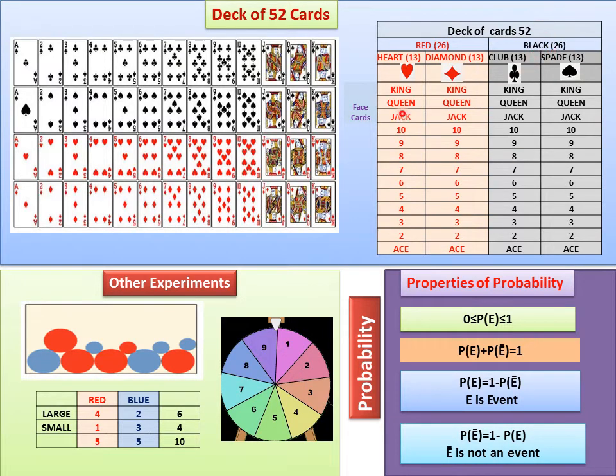Then in black we have club and spade. In club we also have 13 cards. Again the face cards are king, queen, jack, and the numbered cards are 10, 9, 8, 7, 6, 5, 4, 3, 2, and ace. For spade, we again have 13 cards, with face cards king, queen, jack, and numbered cards up to 2 and ace. So this is the total sample space of the 52 playing cards.